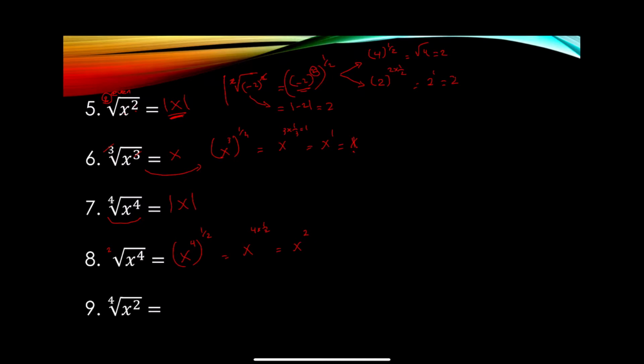What if we have the converse? The 4 is the degree, and the 2 is the exponent. Again, it's x to the power 2, all of this to the power 1/4, which is x to the power 2 times 1/4. We know that 2 times 1/4 is equal to 1/2. So it's x to the power 1/2. But we know that x to the power 1/2 is what? Is the square root of x. Because if you flip this, it will be x to the power 1/2.